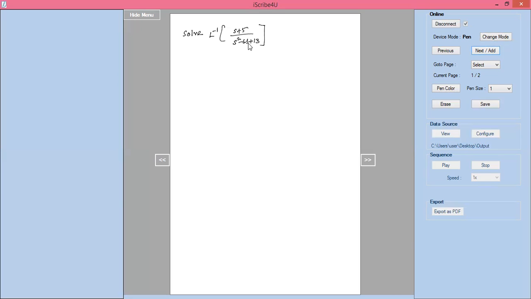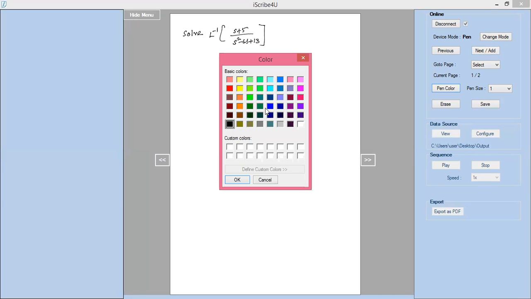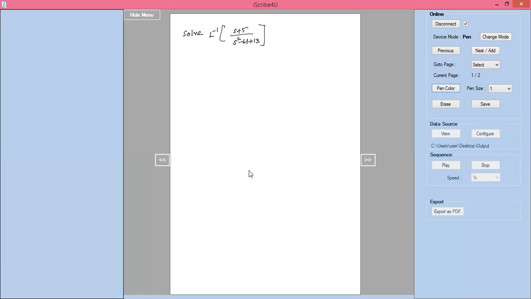Whenever you take the problem, we'll concentrate on the denominator first. According to the denominator, we will adjust the numerator also. So what is the denominator term here? We can see the given function is L inverse of (s plus 5) divided by (s square minus 6s plus 13).